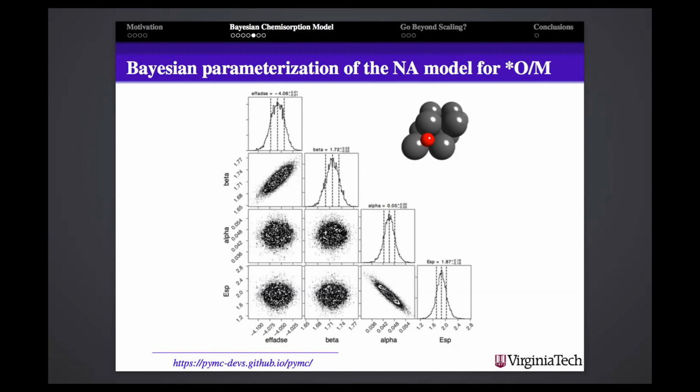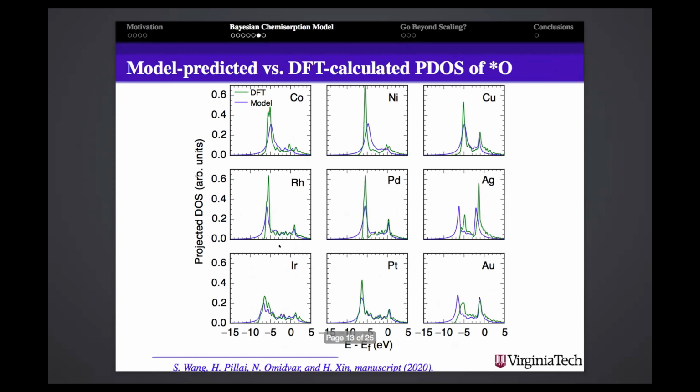So one of the advantages of Bayesian optimization is that you can evaluate the uncertainty of the model. Here we are showing the DFT calculated density of states projected onto the oxygen 2p states, in green, and the model predictions in blue. For oxygen, we only consider one frontier orbital, the oxygen 2p states. For this simple model, we can capture nicely the main features, including the bonding states and anti-bonding states, for a broad range of the pure metal surfaces.